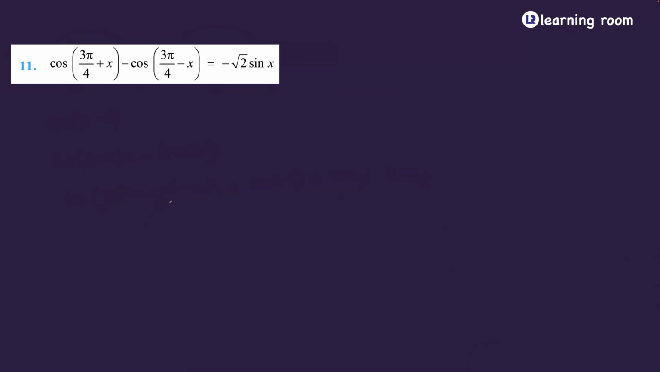So try this. You can solve this problem in two ways. Either you can apply cos A minus cos B, or you can treat that as cos of A plus B, this as cos of A minus B. So write down the formula, cancel the common terms. Both ways you will get the same answer.